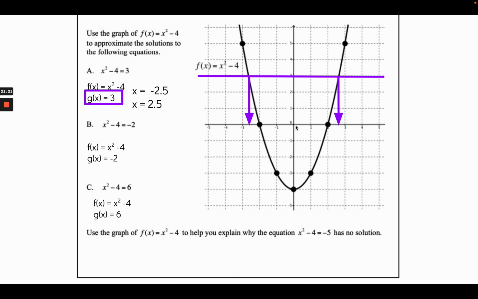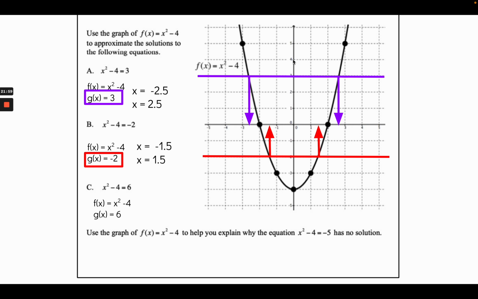Okay, let's go to g of x equals -2. I'm going to go down to -2, 1, 2. Draw my line straight across. And where does it hit? It hits at this point and hits at this point. Let's draw our arrows up to the y-axis. And as you can see, again, it doesn't hit spot on a number. It's in between numbers. So because it's in between numbers, we're going to estimate. And here we have x equals -1.5, and then x equals +1.5 right there.